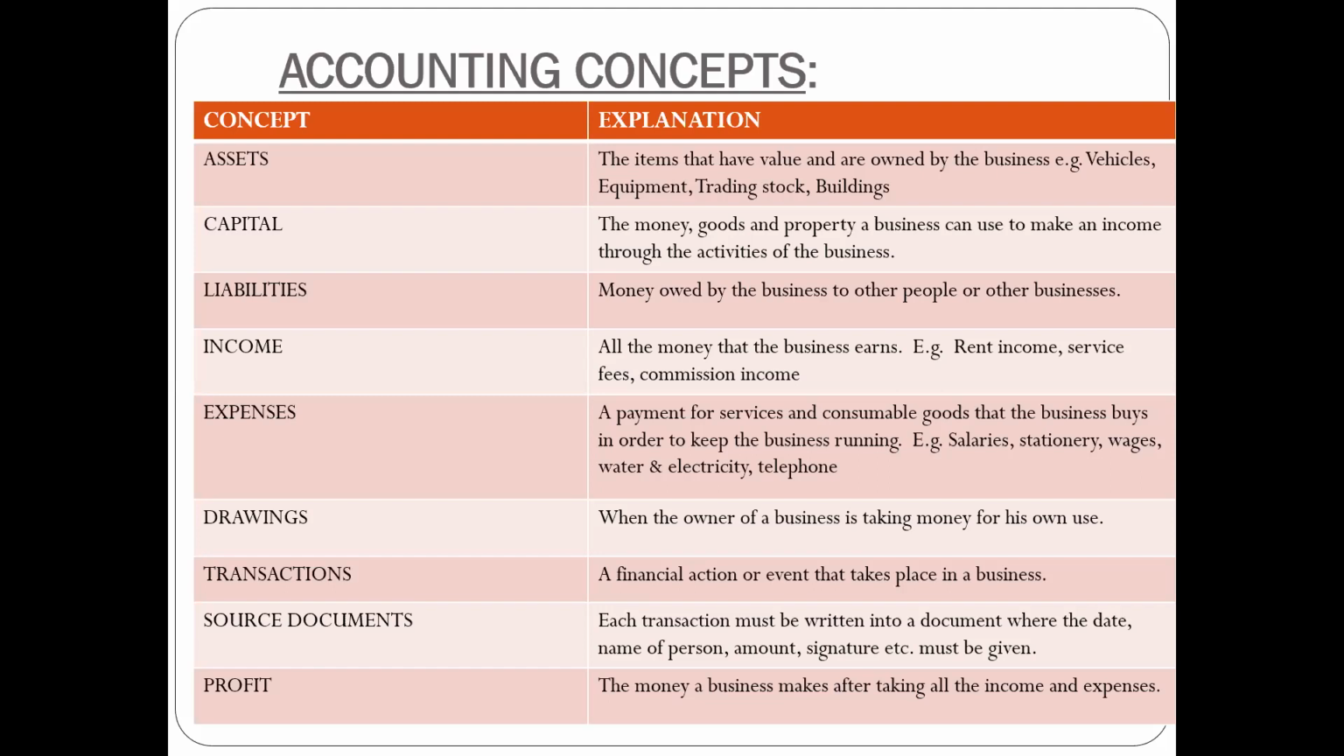Then profit. Profit is the money a business makes after taking all the income and the expenses. So basically, your income minus your expenses is going to give you the profit. And remember, the main goal of all businesses is to make some money, to make a profit. So I'm going to repeat the last ones that we've done now from expenses. Expenses is a payment for services and consumable goods that the business buys. So for everything that you pay, if you pay the water and electricity bill, or you pay the telephone bill, or you pay the workers' salaries, then that will be expenses.